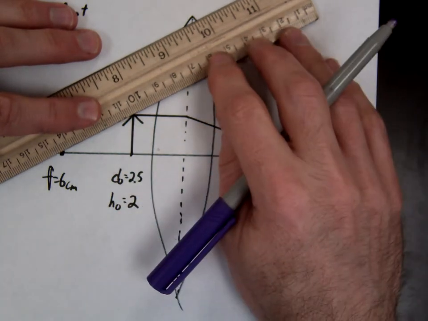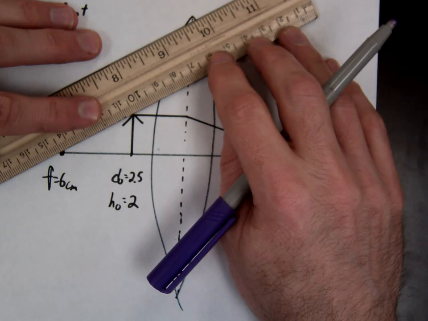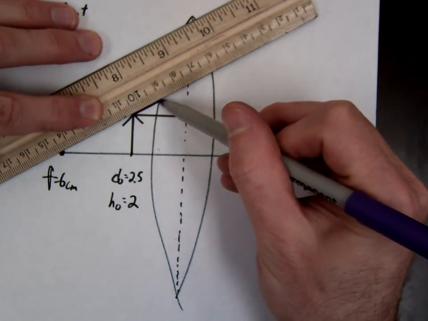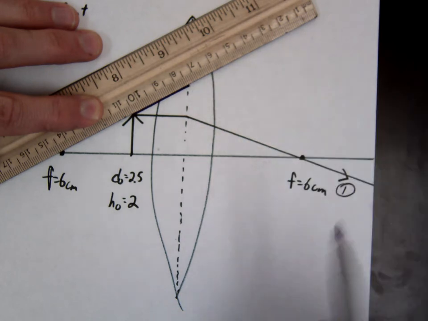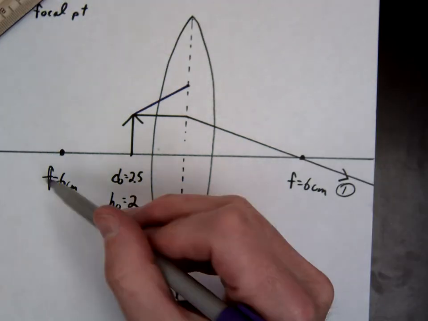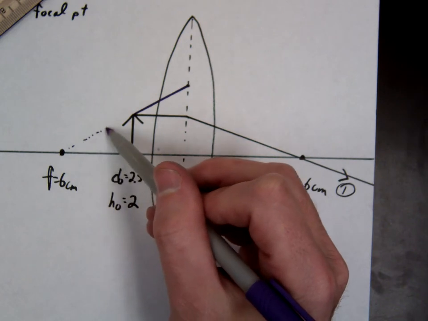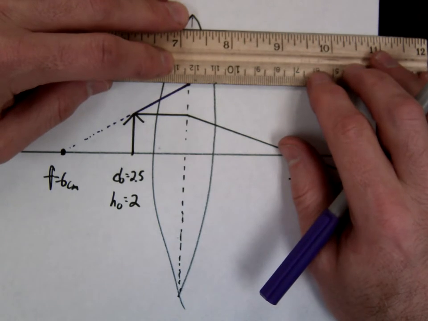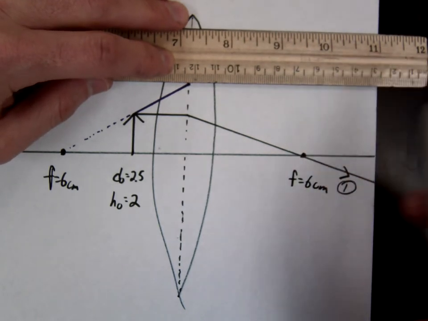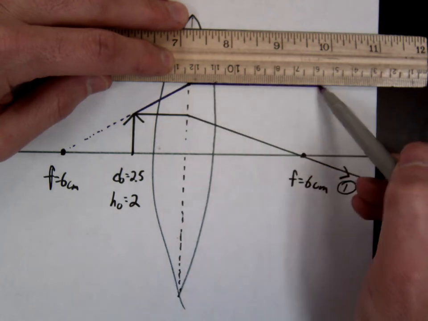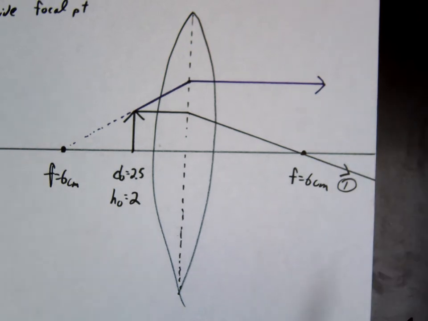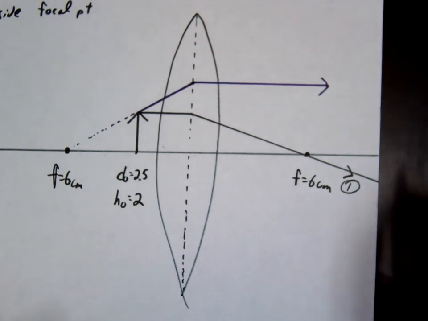So you take your ruler, you aim it with the focal, but you send it to the lens. So we're going to send this to the lens like this. Okay, this is aimed with the focal back here. And then we're going to take our beam and we're going to go parallel. So that's beam 2.